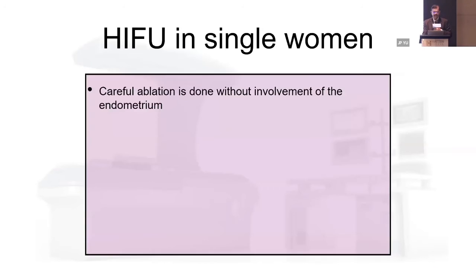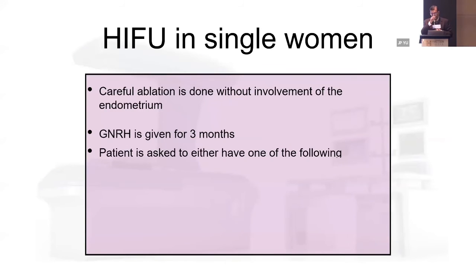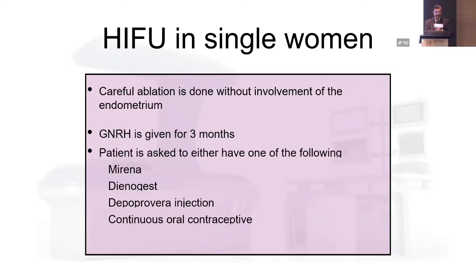Now what am I doing with them? I also do a very careful ablation, not involving the endometrium as far as possible. I give them GnRH analog, and then I ask the patient to take one of the following. Either they put in a Mirena, Dynogest, Depo-Provera injection, continuous oral contraceptive, or Implanon.